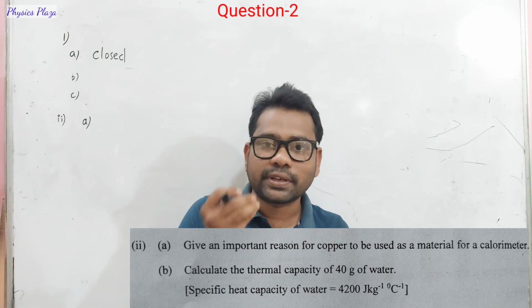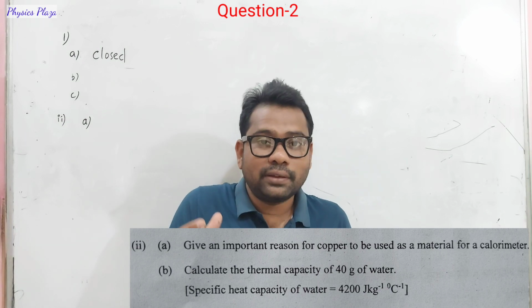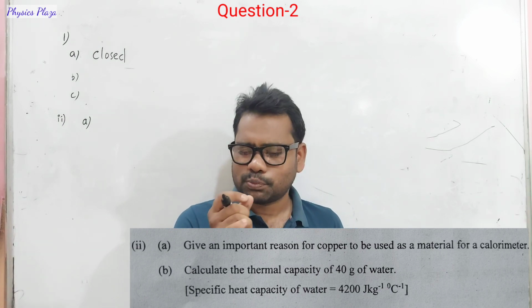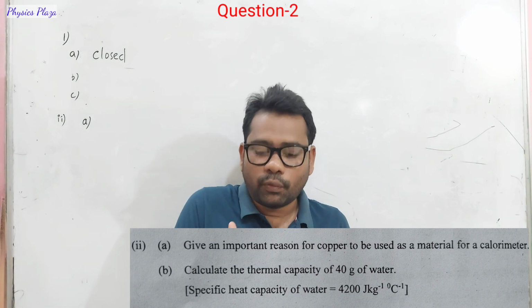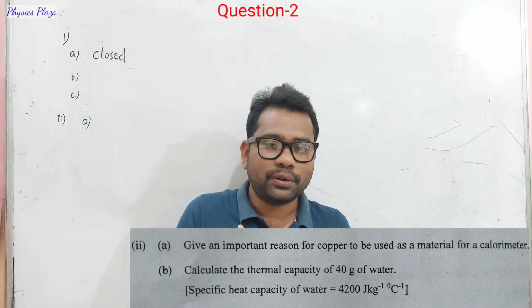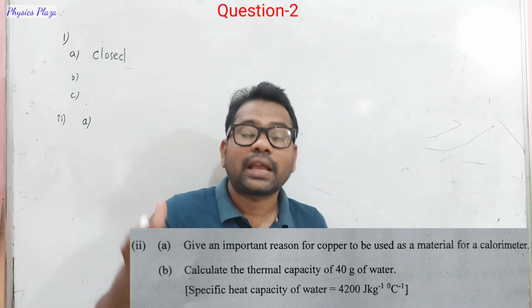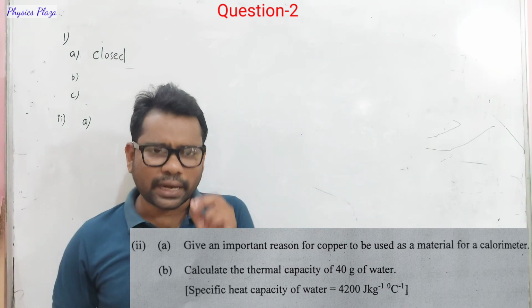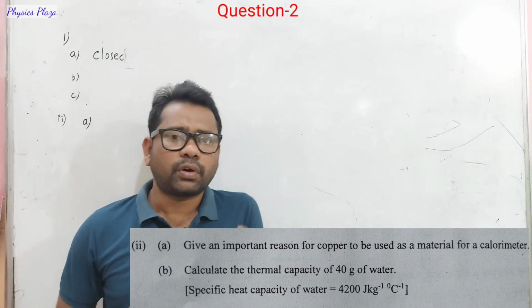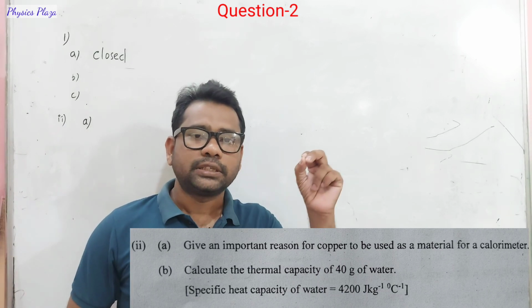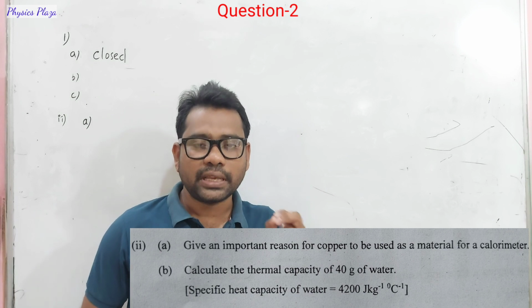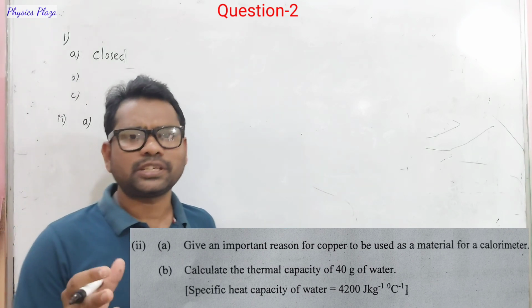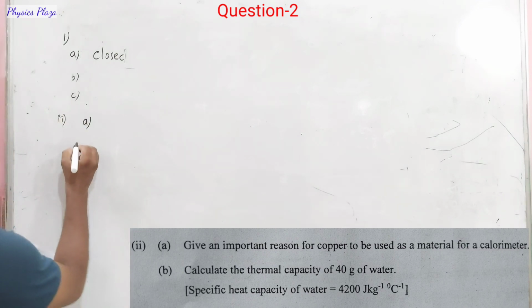As it has a low specific heat capacity, it acts like a best conductor. So without absorbing much heat itself, the heat is given to the ingredients which you have taken in the calorimeter. So, writing in a simple way, the correct answer is: simply due to the low specific heat capacity, copper is preferred as a calorimeter. That's it. Now B.